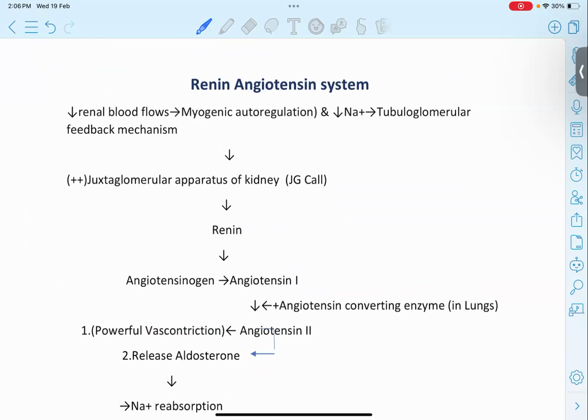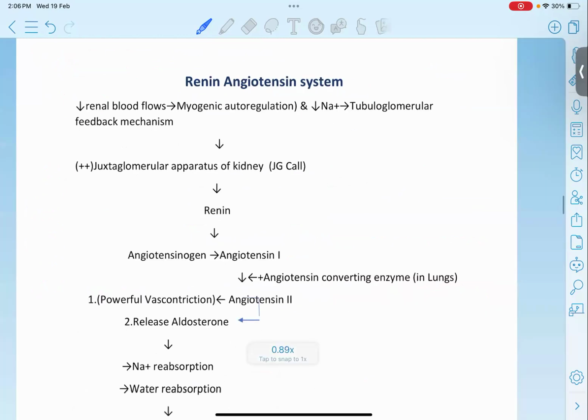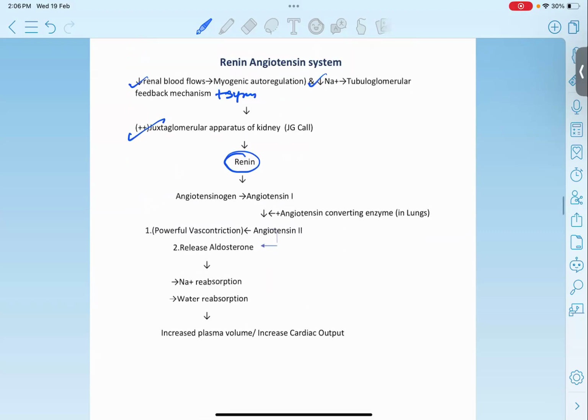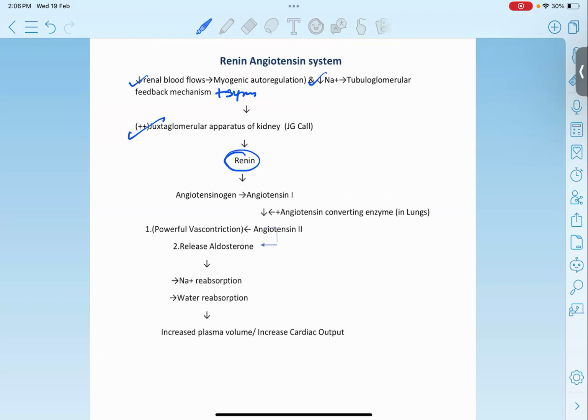Next, we'll move into the renin angiotensin system. As I have already mentioned to you, when there is decreased renal blood flow, that means myogenic, or decrease in sodium, that means tubuloglomerular feedback, or sympathetic stimulation, the JG cell will get stimulated and will secrete renin. Now, what is the function of renin? This renin will convert angiotensinogen to angiotensin 1.